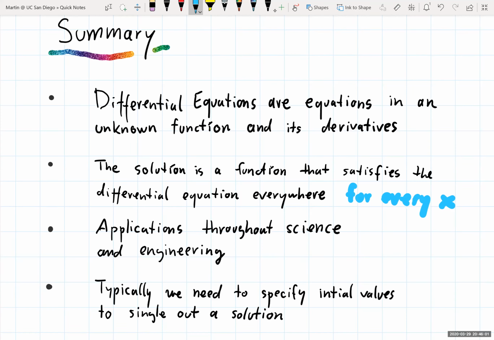As already mentioned, and as you probably already know, differential equations have lots of applications throughout science and engineering. In our examples, we take a look at a few models ranging from engineering or physics or biology. And a common topic in differential equations is that on the one hand, we can write down a general solution to a differential equation, but in order to single out a particular solution from this general class of solutions, we need to specify initial values.